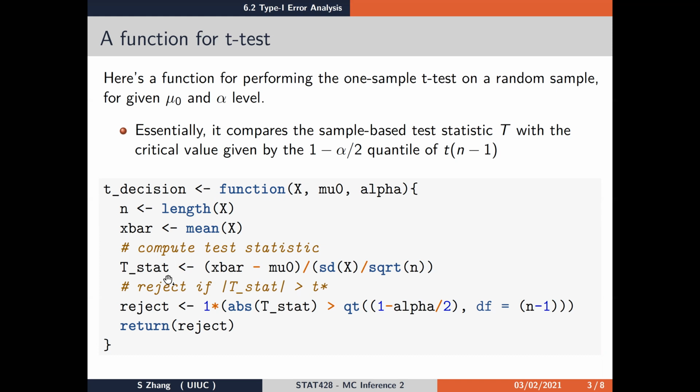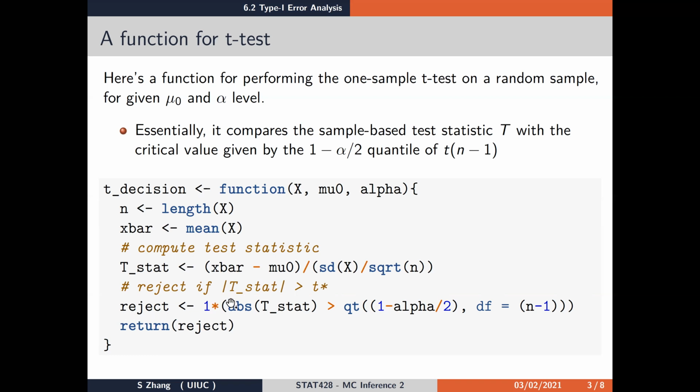We'll call this t-stat. As we know, this test statistic is given by the sample mean minus mu0 divided by s over square root of n, where s is given by SD of x, the sample standard deviation of our x's. So that gives us the value of the test statistic. Subsequently, we'll want to see whether the absolute value of t-stat is greater than the critical value. We know the critical value for the t-test with significance level alpha is given by qt of 1 minus alpha divided by 2 and degrees of freedom of n-1. So if the absolute value of t-stat is greater than this t star, then we reject the null.